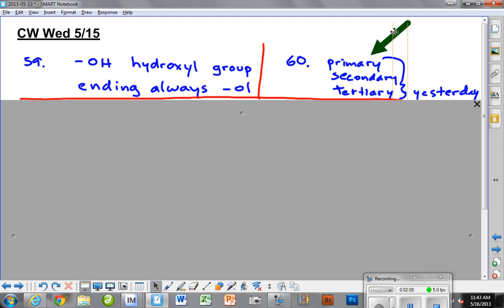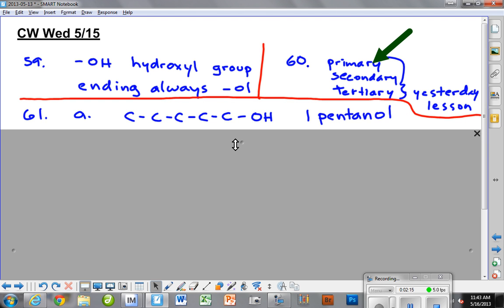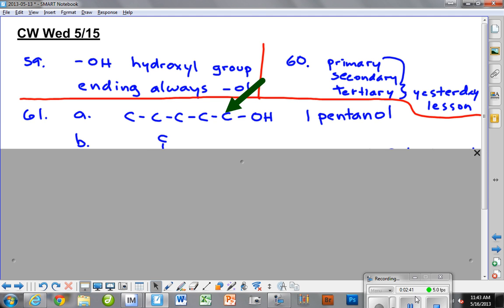And then your number 60, you've got primary, secondary, and tertiary alcohols, in the discussion that we just had at the beginning of this recording. And number 61, you have a 1-pentanol, and just to help you with primary, secondary, tertiary, I'll label these orally. The carbon that's hooked to the hydroxyl only has one carbon hooked to it, and that makes it a primary. So this is a primary alcohol, and its full name is 1-pentanol.